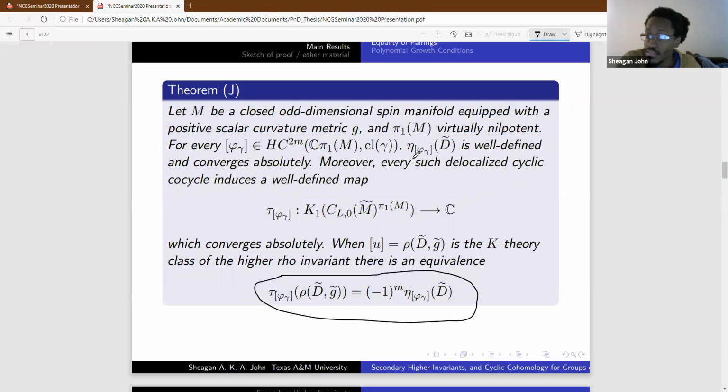Now, this here is a pretty crucial point, and it's largely what I'm going to be speaking about in this talk. That is, how do we truly exploit this virtual nilpotency? So I'll just remind that all this means is our group has a normal subgroup which is nilpotent and which is of finite index. Okay, so that's the main theorem.